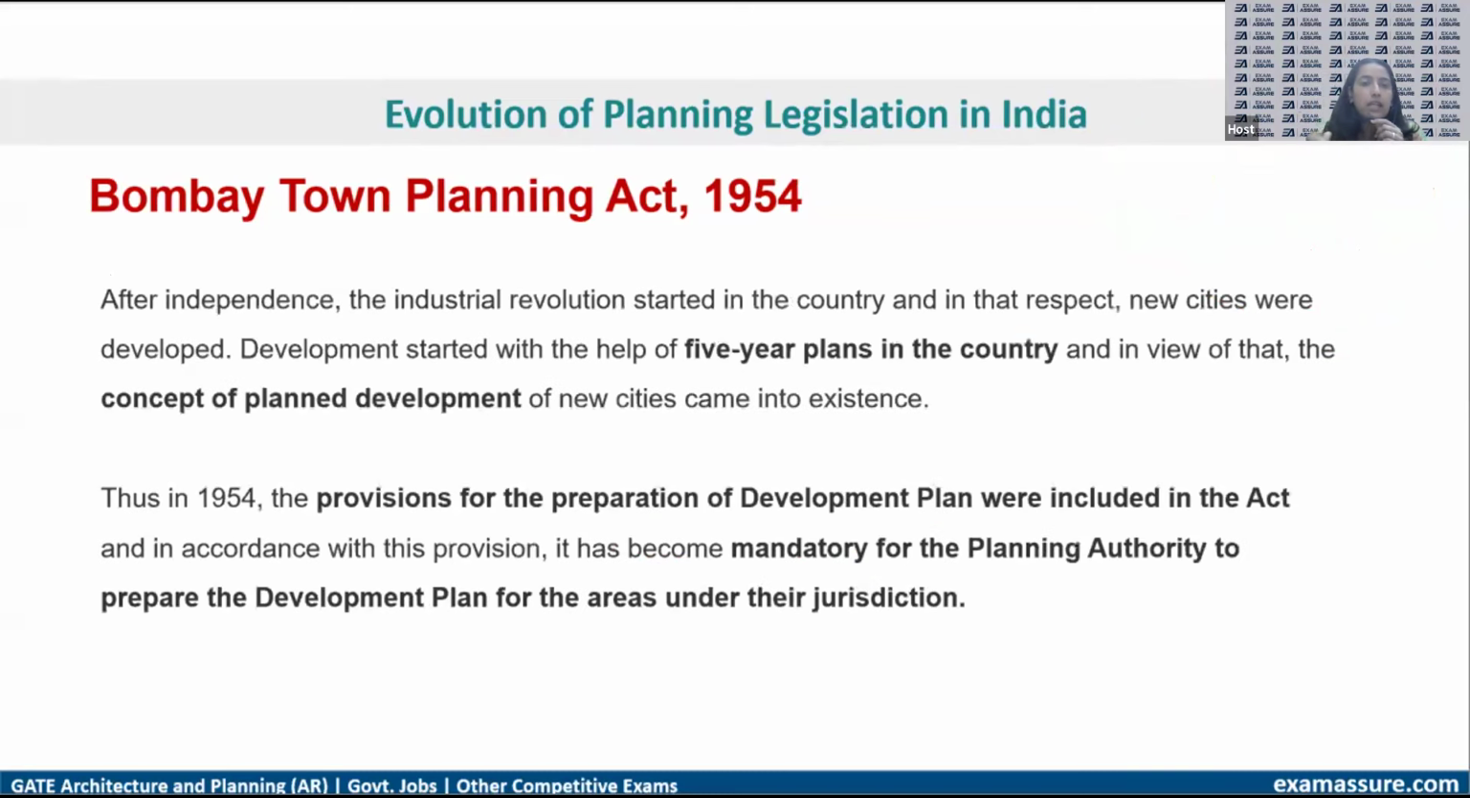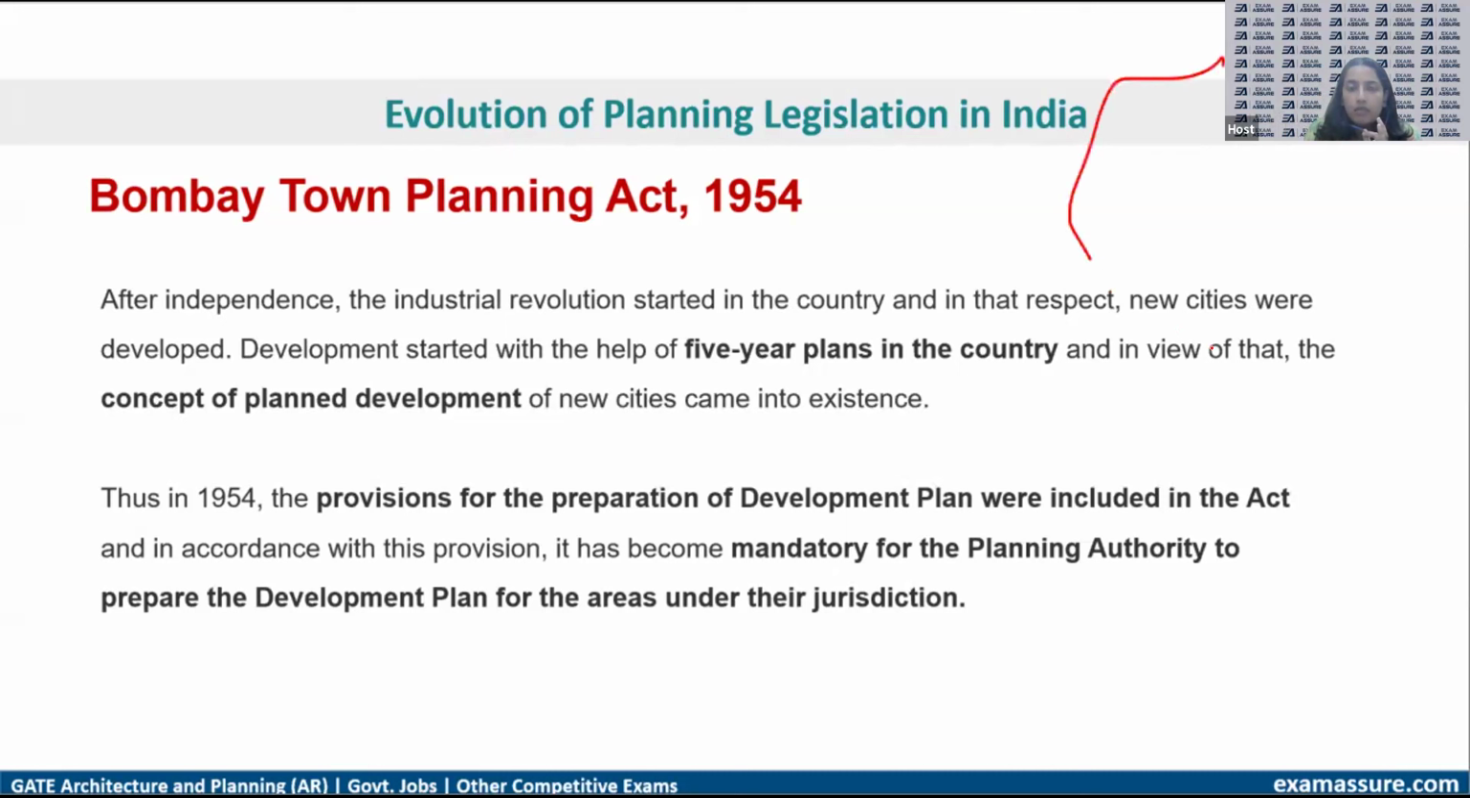That is when they realized that rather than having that piecemeal development, why not have a larger perspective development? And this is the period where, if you see 1954, just before that we had got our independence. From 1951, the Planning Commission had come up with the 5-year plans, which primarily spoke of planned development for the entire city as a whole. So, taking inspiration from these 5-year plans, the first 5-year plan, came the provision for preparing a development plan for that entire city.